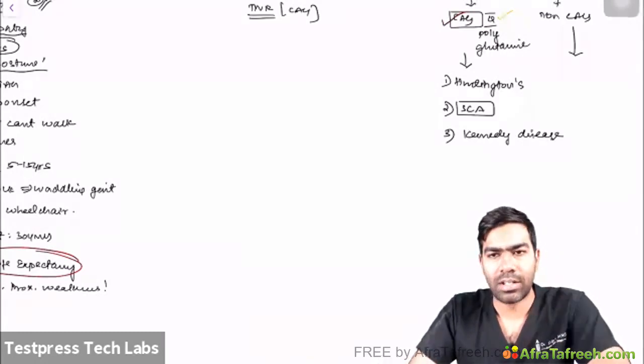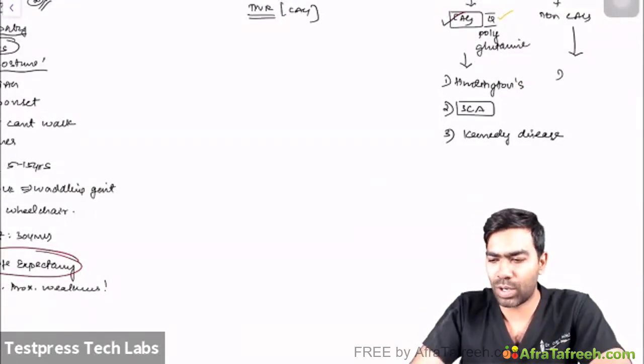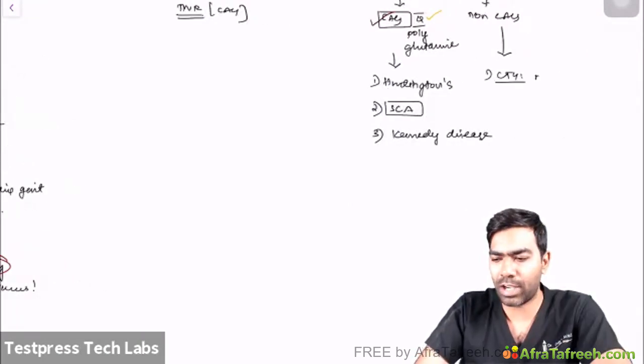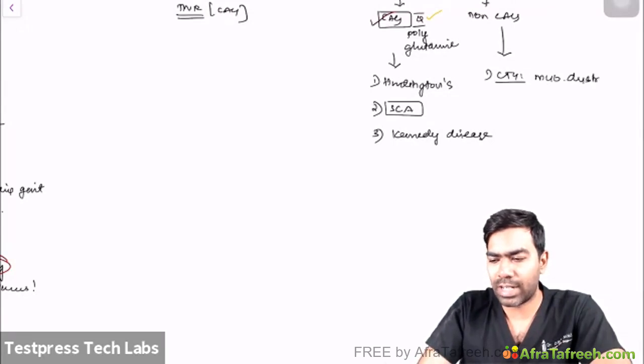And similarly, when you talk about non-CAG repeat disorders, there are 3 disorders that are very commonly asked in exams. One is going to be the CTG repeat. CTG repeat is characteristically seen in myotonic dystrophy, otherwise referred to as dystrophia myotonica, which we'll be discussing subsequently, especially type 1 myotonic dystrophy, which is a very common exam question.